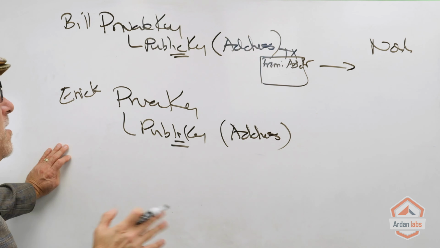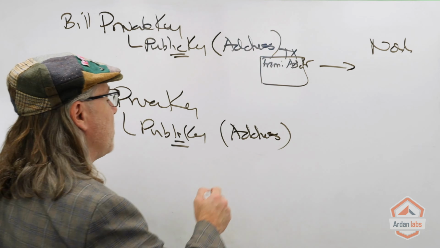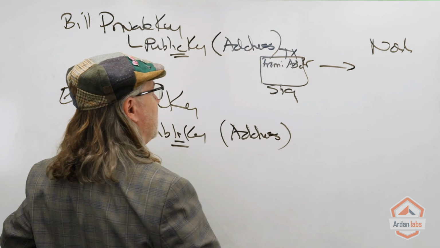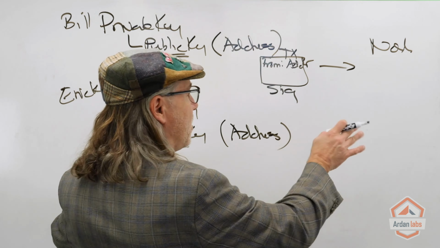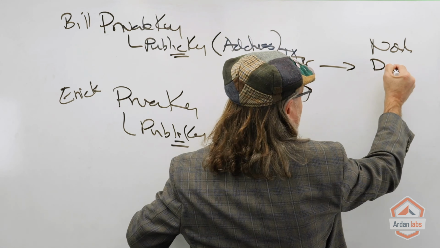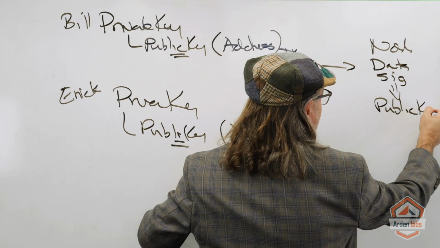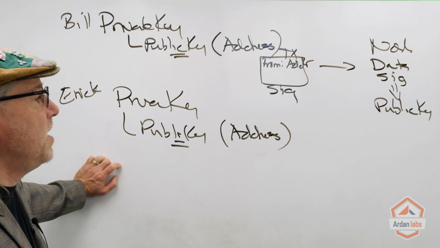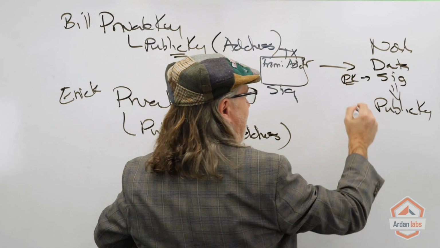I'm going to write into the transaction the address that it's from. And remember, we're going to attach a signature to this transaction. So here's the idea. On the node, I can take this data, and I can take this sig, and produce the public key. I can produce the public key that represents the data and the signature. Remember that this signature was produced by a private key.